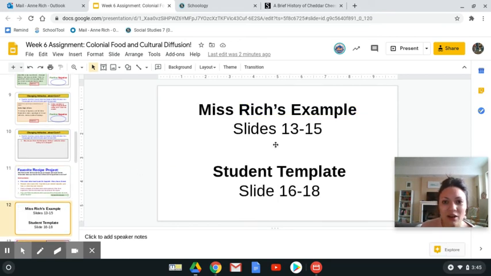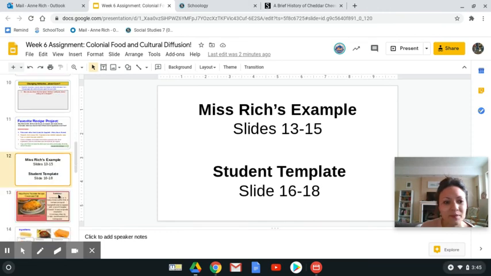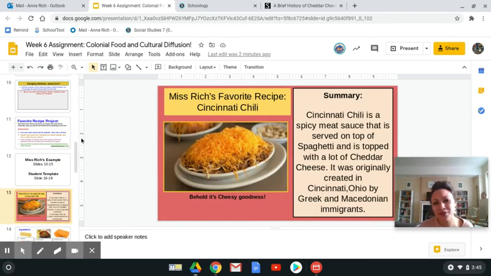The example that I've created is on slide 13 to 15. The student template is on slide 16 to 18. Behold, my absolute favorite dinner of all time. It is called Cincinnati chili. And I'm very doubtful that most of you have heard of it because you grew up in upstate New York, or at least many of you did, and not in Cincinnati. Cincinnati chili is a spicy meat sauce that is served on top of spaghetti and is topped with a lot of cheddar cheese. And it was originally created in Cincinnati, Ohio by Greek and Macedonian immigrants.